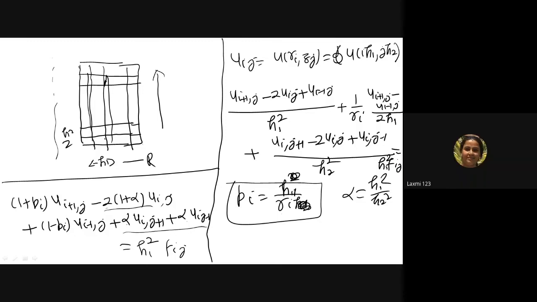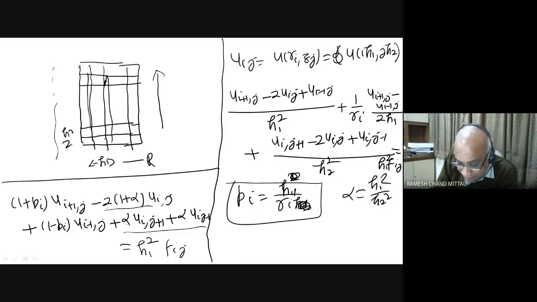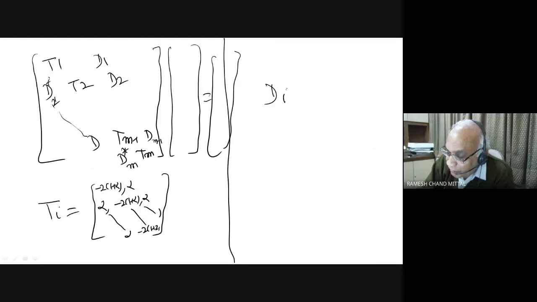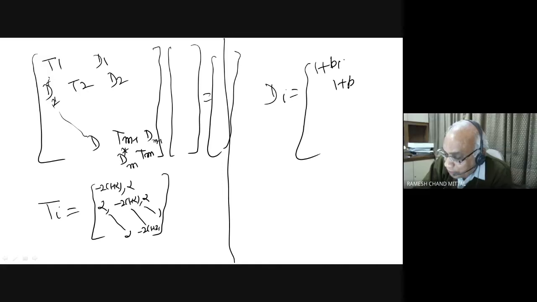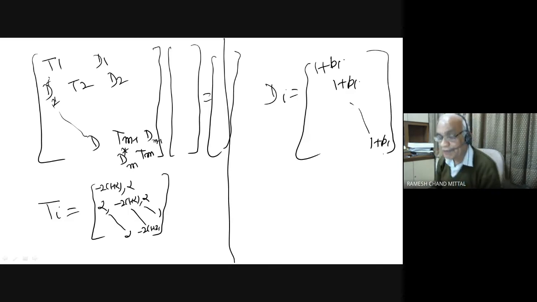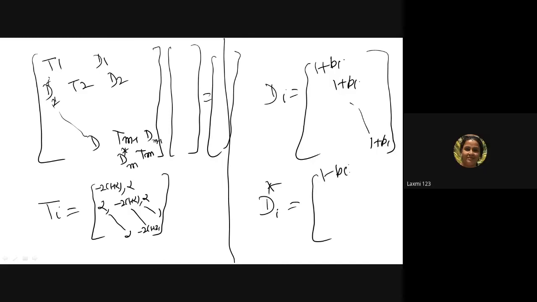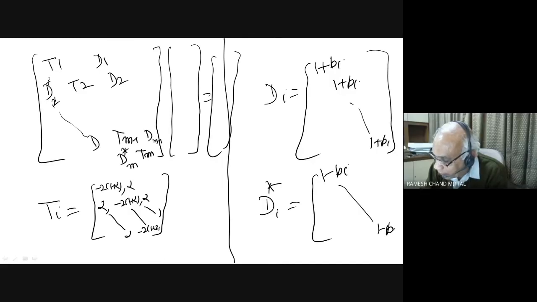No issue, sir. Okay, and then my D will be I plus 1. So my D matrix will be 1 plus I. Di equal to 1 plus Pi. This is my D1. And what is my D2? D1 is Di, and Di star will be 1 minus Pi.